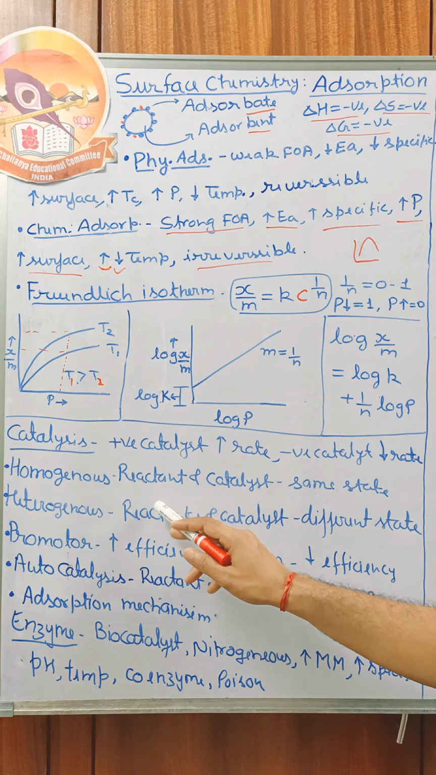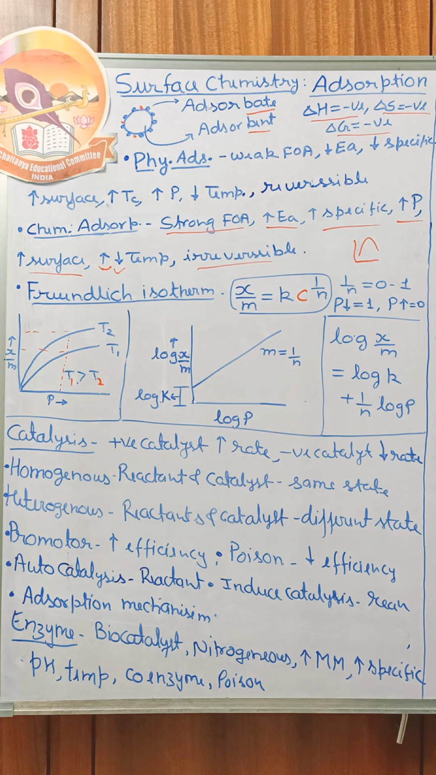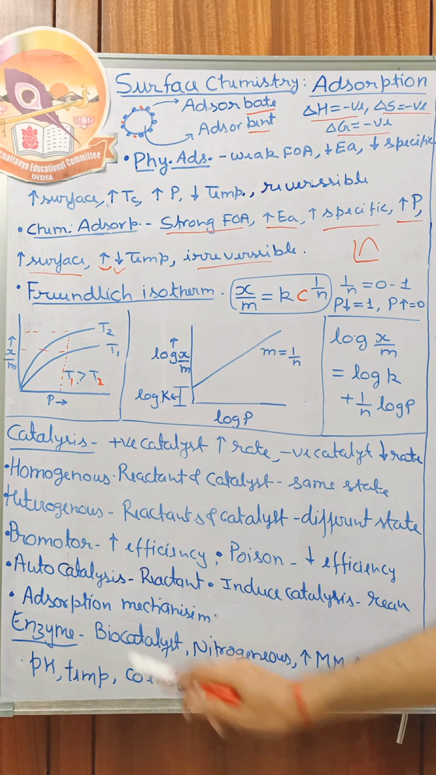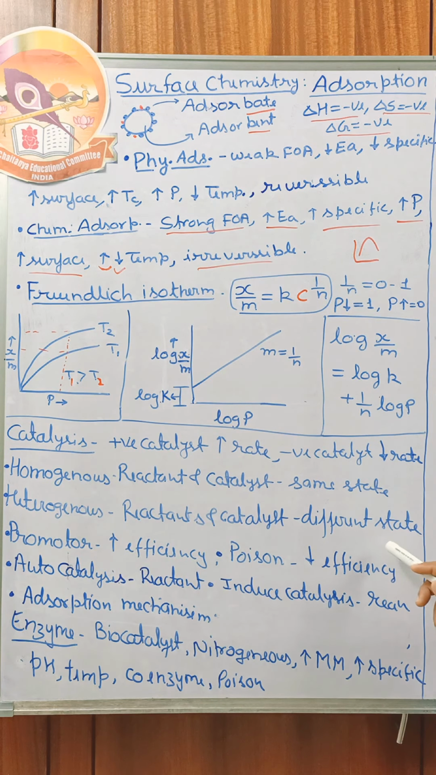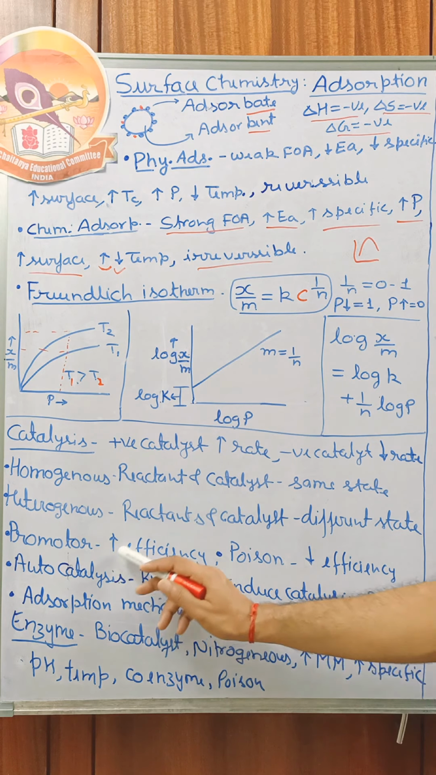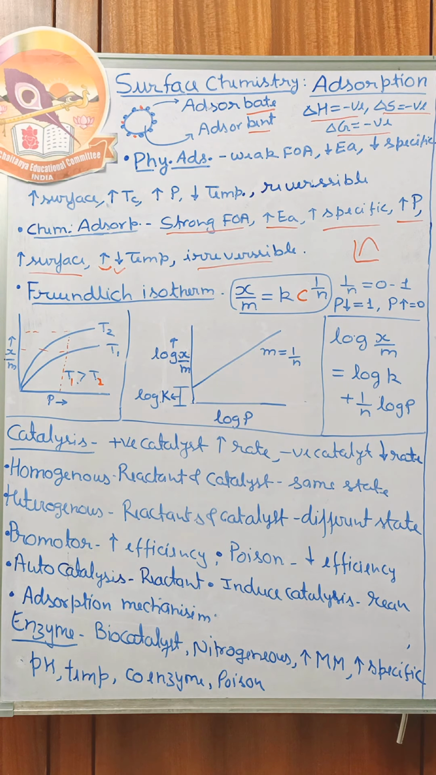Homogeneous catalysis: if reactant and catalyst are present in the same state. Heterogeneous catalysis: if reactant and catalyst are present in different states, it is called heterogeneous. Promoter: promoters increase the efficiency of the catalyst. Poisons decrease the efficiency of the catalyst.